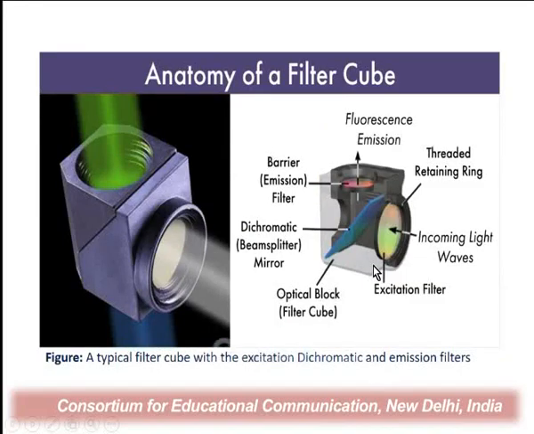Any filter cube can have these parts only. So there is incoming light waves, and then there is an excitation filter. This has a dichromatic or dichroic mirror, and then it has a barrier filter, and this barrier filter then allows the light to move towards the fluorescence emission. So this diagram shows a typical filter cube with the excitation, dichromatic and emission filters.